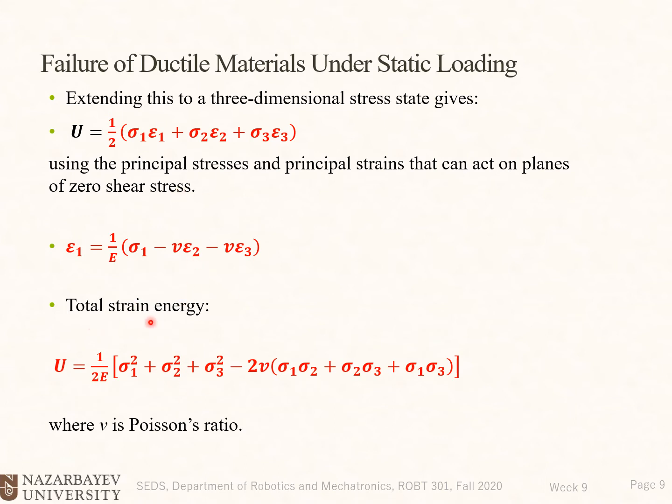So now the total strain energy will be U equals 1 over 2E multiplied by sigma 1 squared plus sigma 2 squared plus sigma 3 squared, minus 2 nu multiplied by sigma 1 sigma 2 plus sigma 2 sigma 3 plus sigma 1 sigma 3, where nu is the Poisson's ratio. Just a reminder, for example for steel, nu is something between 0.25 and 0.3. It is a constant, and E is the Young's modulus. So these are material properties, E and nu, and these are principal normal stresses that we can find based on Mohr's circle.